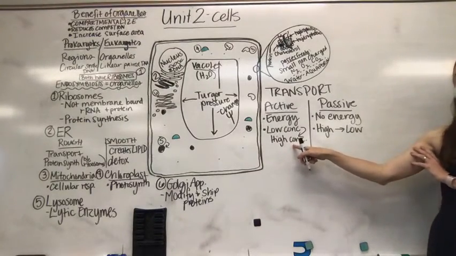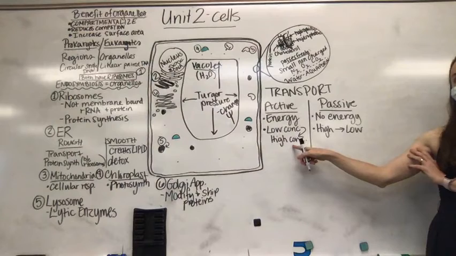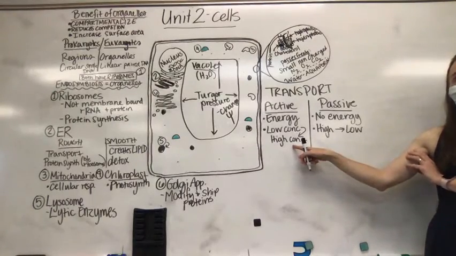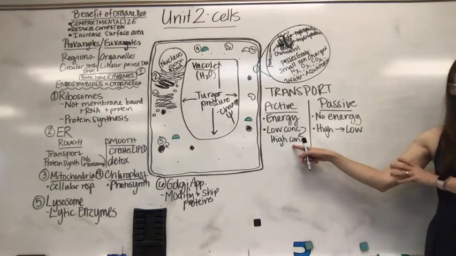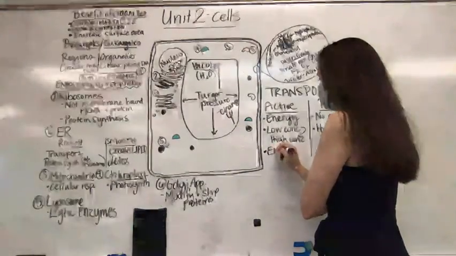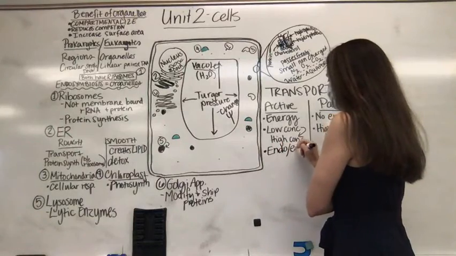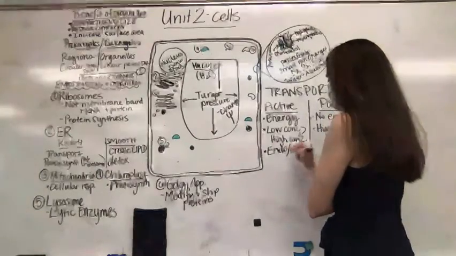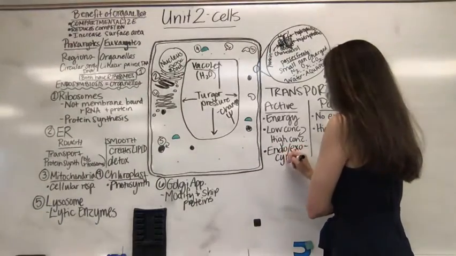Active doesn't have to be low to high, right? But if it is going low to high, it is active, right? Does that make sense? You can go from high to low in active. It could just be you have some massive thing that has to get in, and so you can't get it through like a channel. So in that case, we would call that endo. I'm going to just do endo and then exo like that, and then I'm going to hyphenate it and say cytosis.